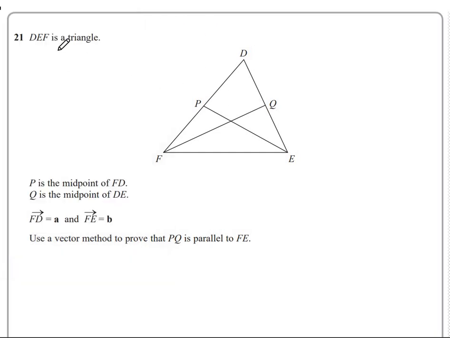Alright, so we have DEF is a triangle. P is the midpoint of FD. Where's P? P's here. P is the midpoint of FD. And by the way, what does a midpoint mean? It means it's halfway between the points F and D, which means it splits this line exactly in half, right?